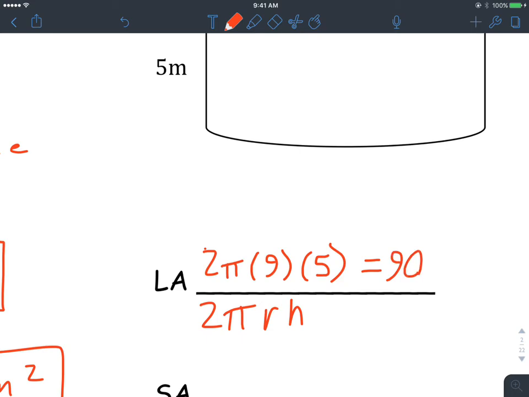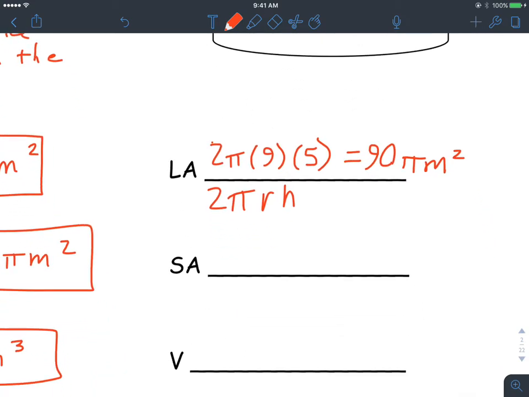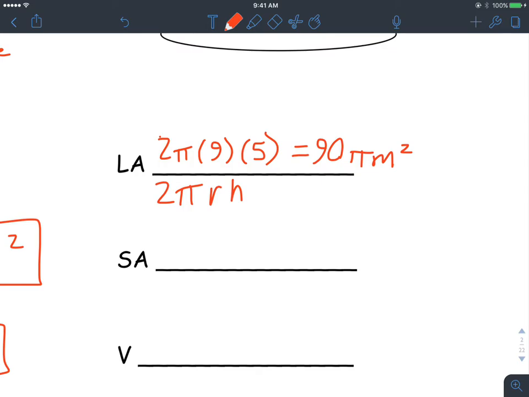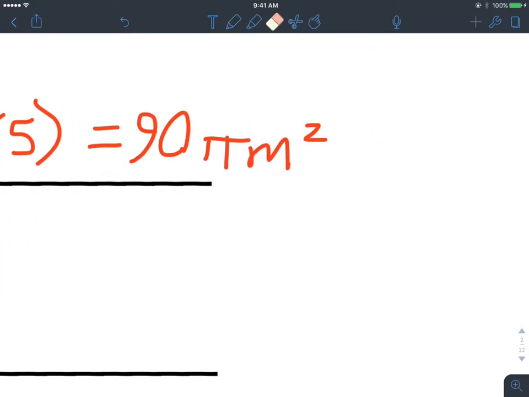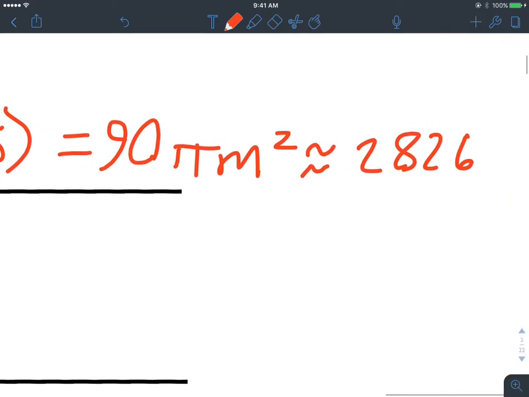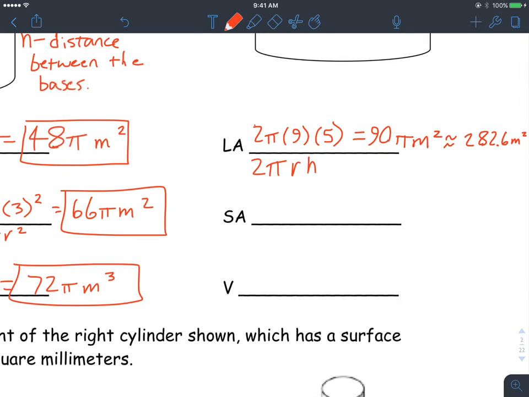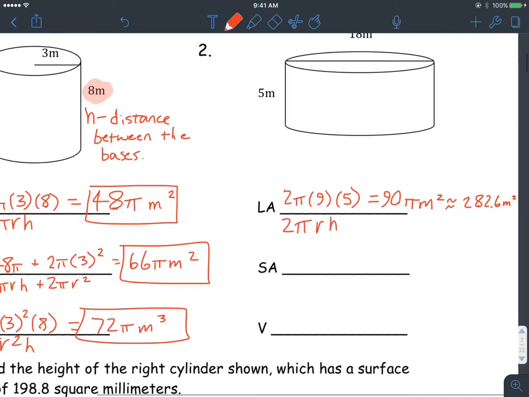When you punch all that out, you should get 90 pi meters squared. Remember, we'll leave pi in our answer. If you wanted the decimal answer, you could take your calculator and do 90 times either 3.14 or the pi button. That gives you approximately, those little squiggly lines mean approximately, 282.6 meters squared. So that would be your decimal, but once again, we'll probably leave most of our answers in pi today.